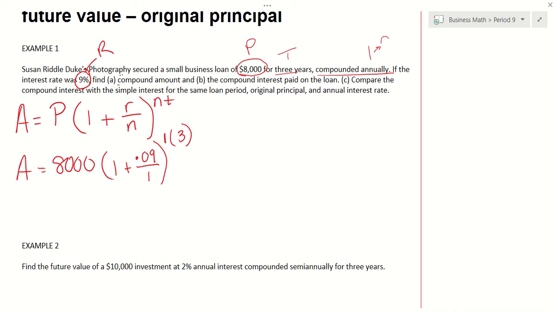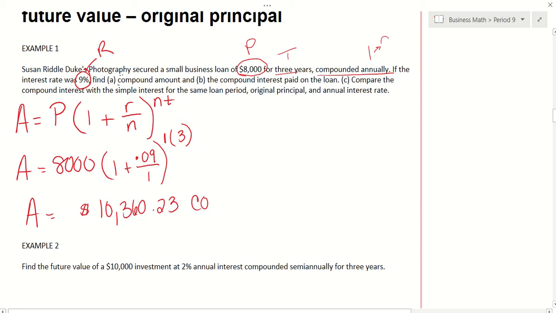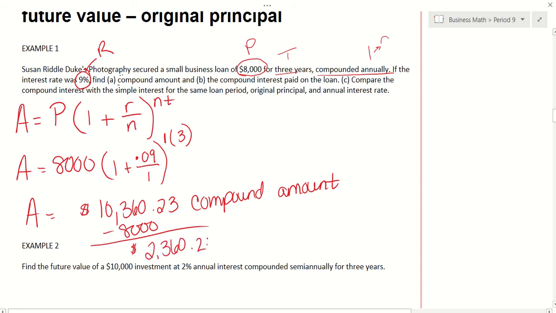If you put that in the calculator and compute all of that, you will get $10,360.23. That is your compound amount. How would you figure out how much interest you paid? Take out the original loan. The original loan was $8,000. If we subtract that, we'll end up with $2,360.23 in interest.